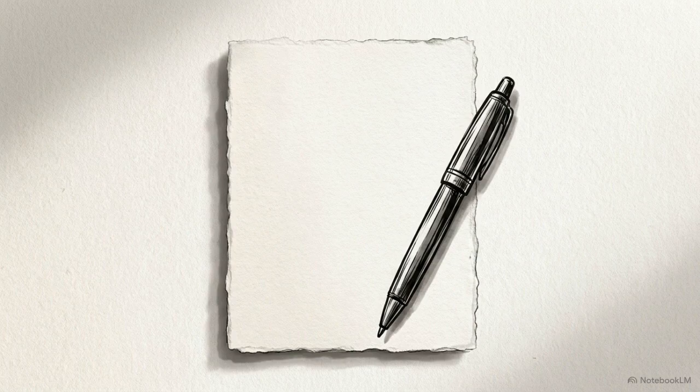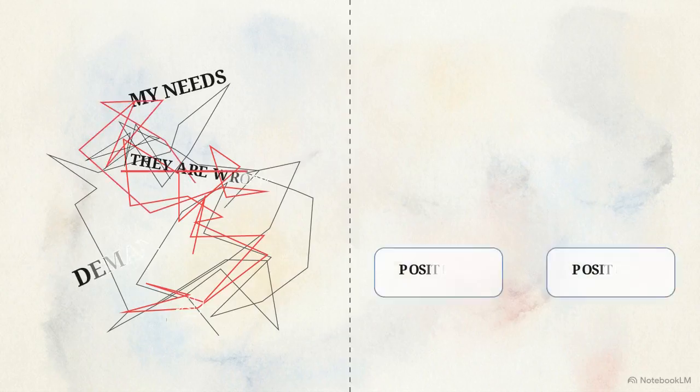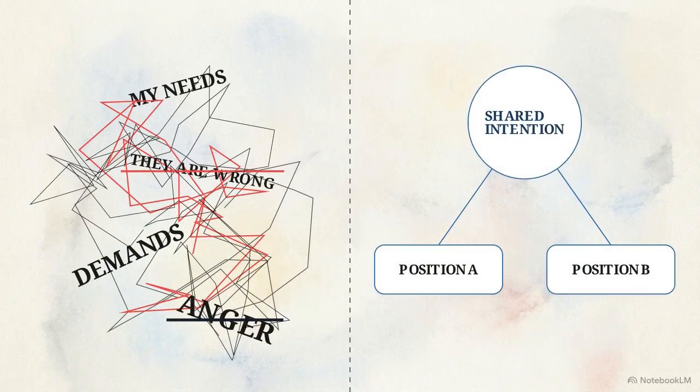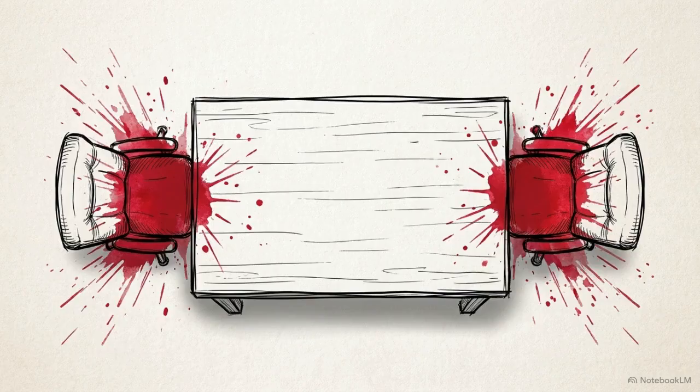Right now, grab a pen and a piece of paper. Think of an active conflict or an upcoming negotiation you need to resolve, and hold that specific situation in your mind. Mapping the conflict on paper forces the brain to treat the problem as an objective, solvable system rather than an emotional battle. Before you even speak, pay attention to the physical setup of the room.